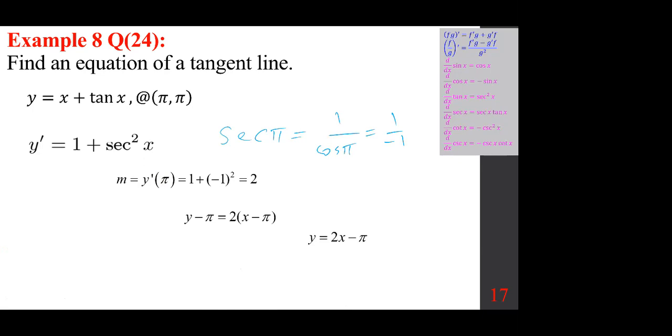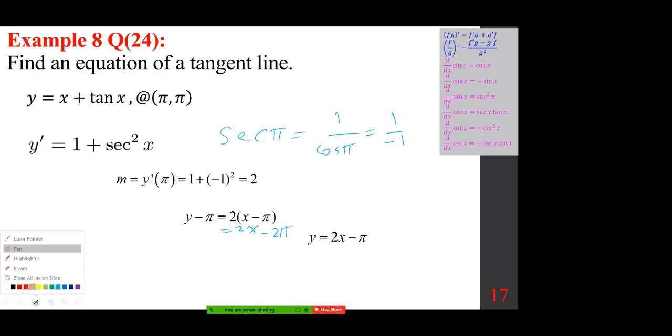This becomes 2x minus 2 pi, and this is what happens. So y equals 2x minus pi. And by the way, whatever you come up with, remember, the pair that you have should work with the original function. It also should work with your tangent.